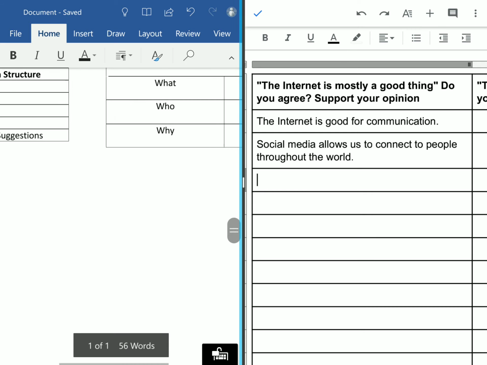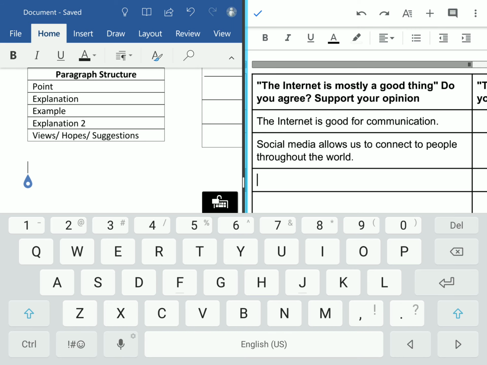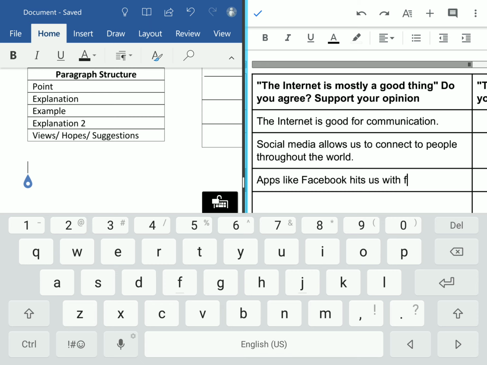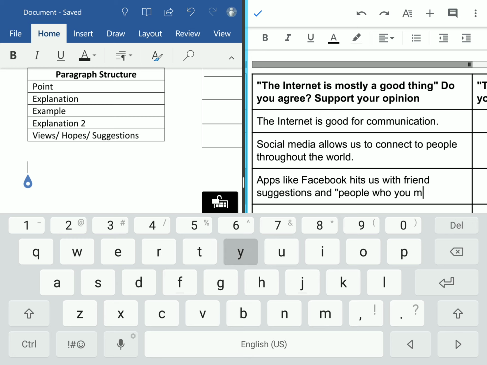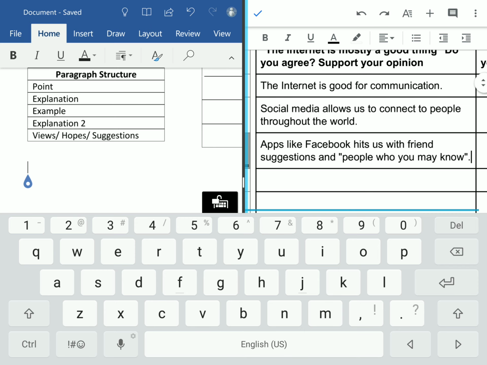Okay, now our third sentence would be the example. So we can either give examples of these situations or examples of social media. Since all of you already know what social media apps are, we're not going to go that way. We're going to go the other road, which is to give examples of this situation, allowing us to connect to people throughout the world. Apps like Facebook hit us with friend suggestions. And do you remember this? People whom you may know.